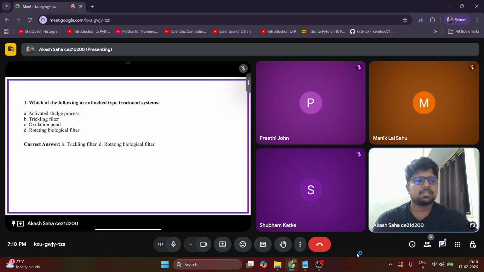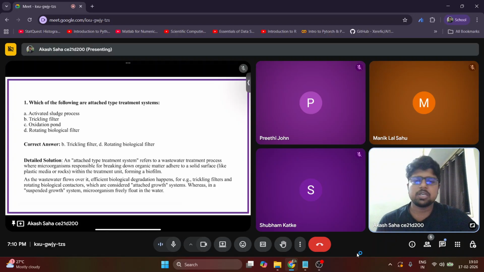Since it's a kind of filter, on this filter media we grow these microorganisms, and once they are active, they will be able to degrade the organics. So an attached type of system refers to the wastewater treatment process where microorganisms responsible for breaking down the organic matter adhere to a solid surface like plastic media or rocks within the treatment unit. Whereas in the suspended growth system, the microorganisms are freely floating in the water.